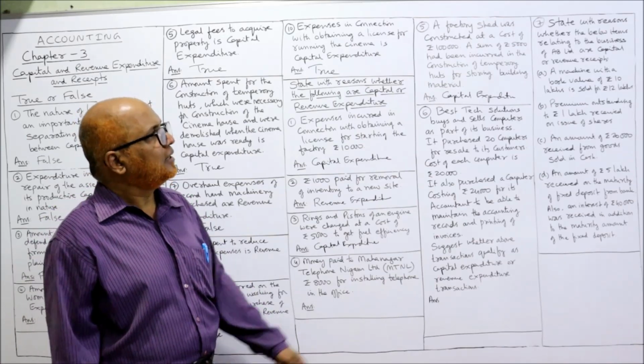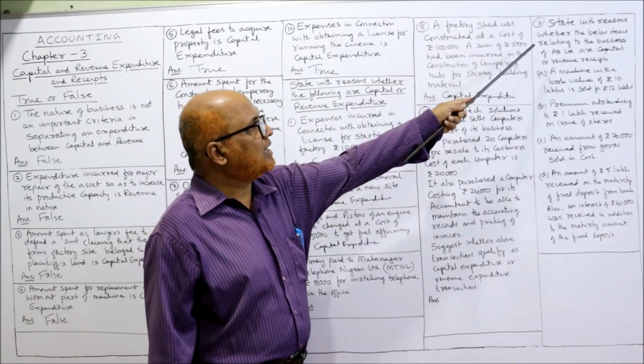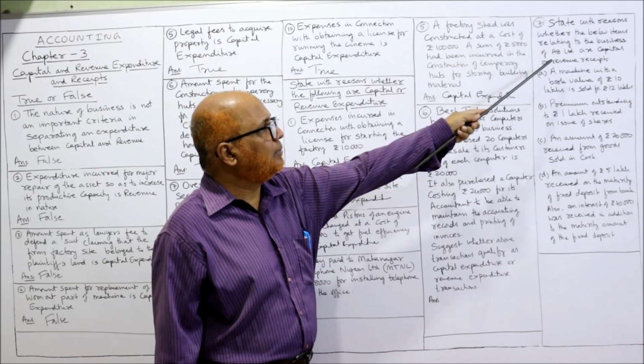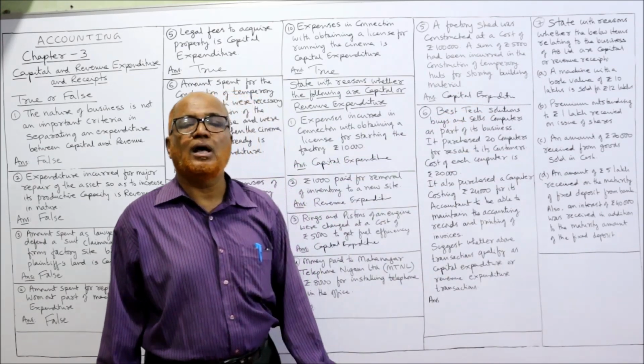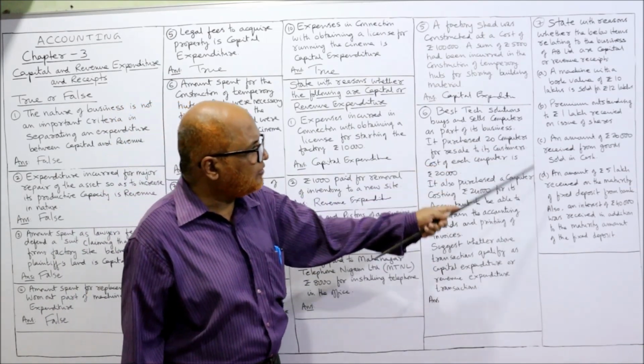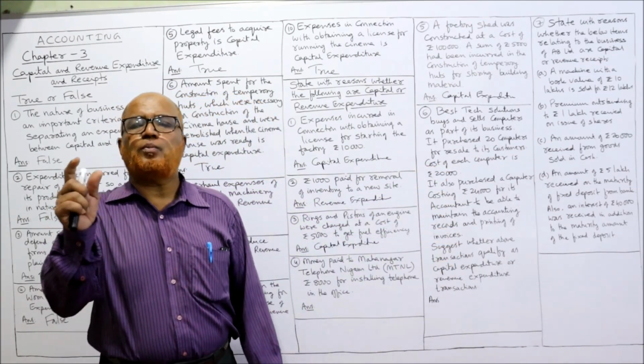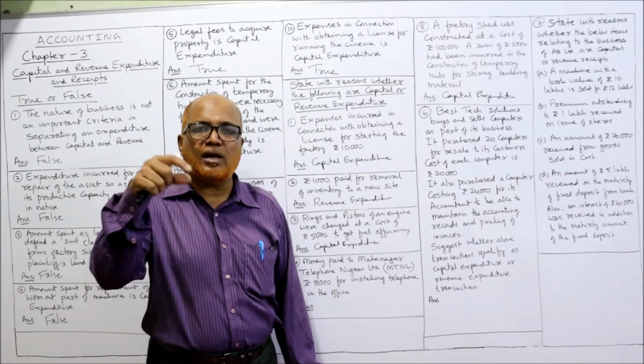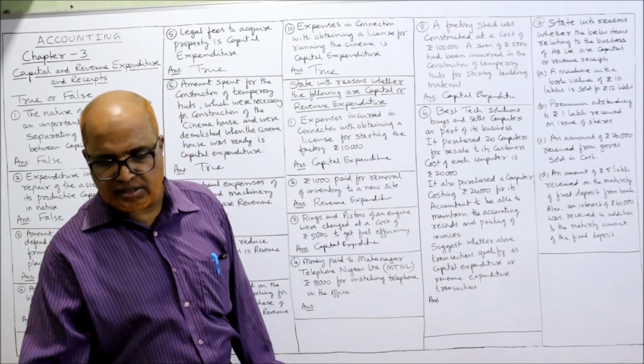That's it. Now, state with reasons whether the below items relating to the business of AB Limited are capital or revenue receipts. Some 4 points are given. For each point we have to decide whether the item is a capital receipt or a revenue receipt. That's what we have to decide.